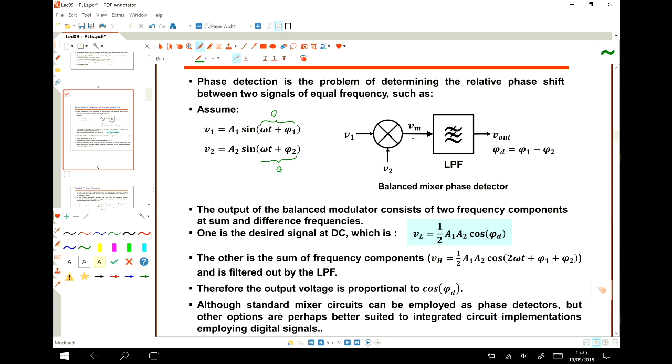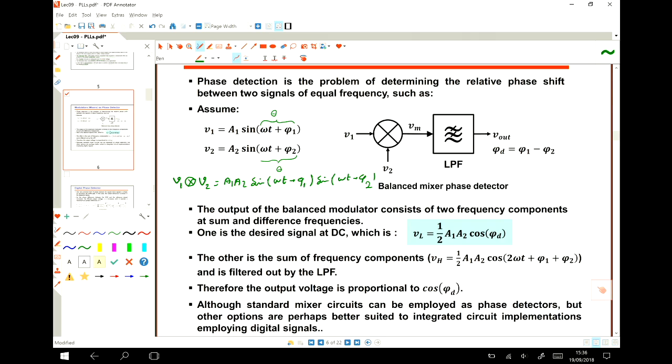So the output of this mixer, V1 mixing with V2, equals A1 A2 sine(omega t plus phi 1) sine(omega t plus phi 2). So this is the output of the mixer. And then for these two, we can just write down the cosine plus and cosine minus, what we have done in the mixer.